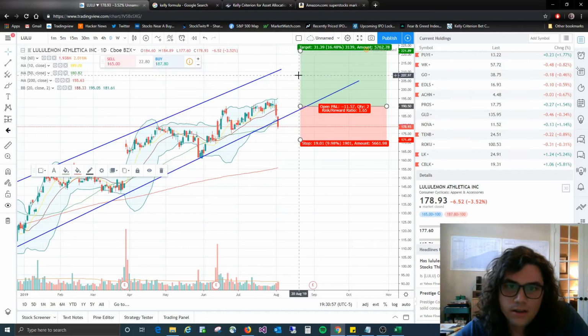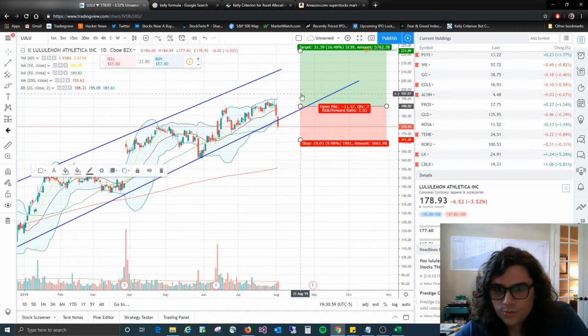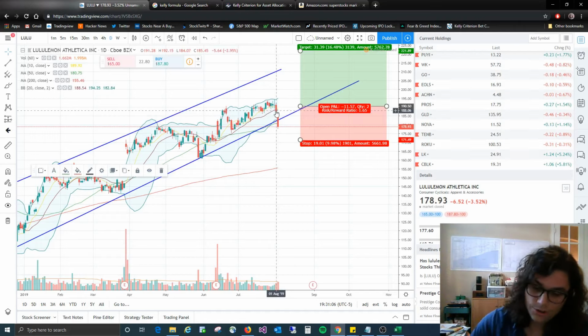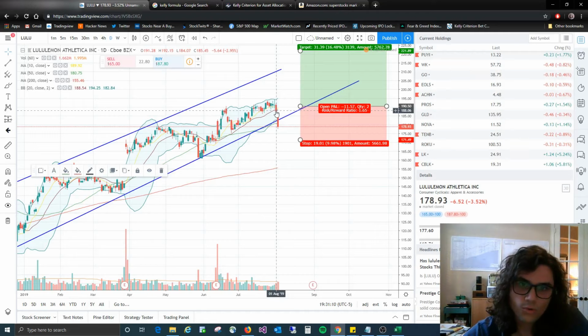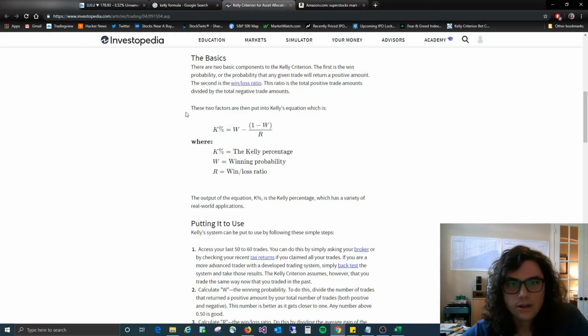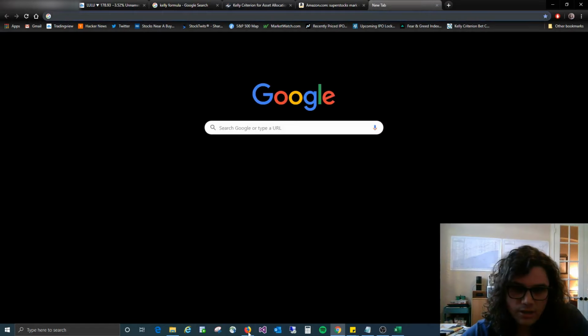Okay, so that's how you try different trades. You have to go back through all your trades and figure out how much you won compared to how much you lost, and then what your percent win rate was, to get those two numbers for the Kelly criterion. Okay, and then I'm going to go to the Kelly calculator here to show you.